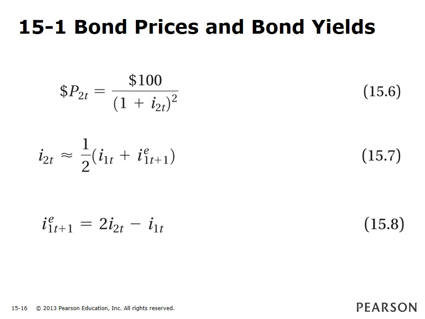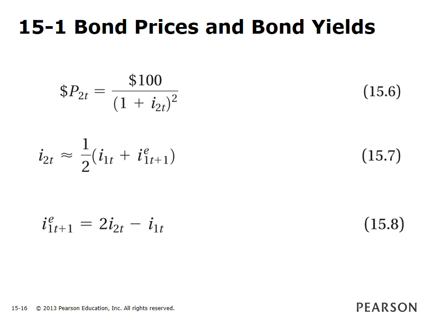Equation 15.7 says that the 2-year interest rate is approximately equal to the average of the current 1-year interest rate and the next year's expected 1-year interest rate. In general, the yield or interest rate on a 10-year bond is equal to the average of the current 1-year interest rate and the 1-year interest rates expected for the next 9 years. General principle: long-term interest rates reflect current and future expected short-term interest rates.